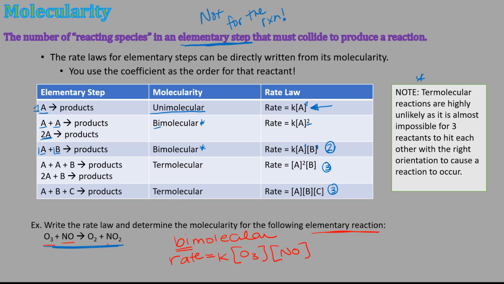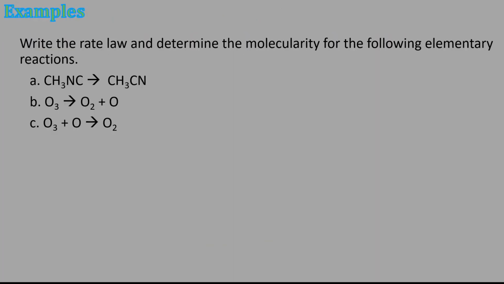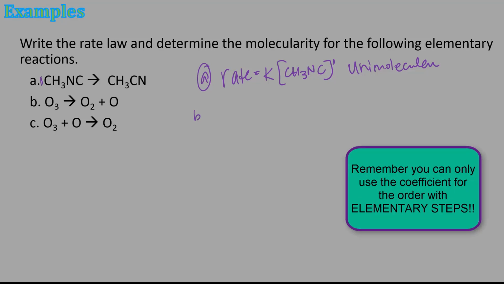It is not a complete reaction. All right, write the rate law and determine the molecularity for the following elementary reactions. So just like we did before, if I was to write the rate law for the first one here, rate is equal to K times the concentration of CH3NC. And it is going to be unimolecular because there's only one thing there. All right, so there's only one of these, and so this is to the first power, and it's unimolecular.